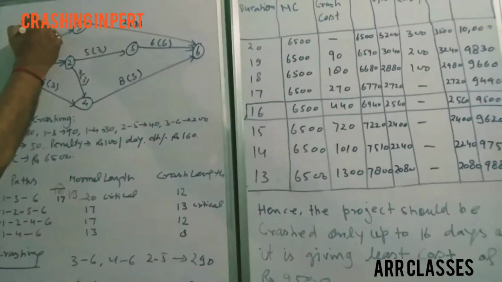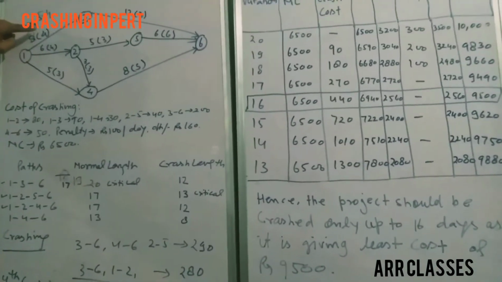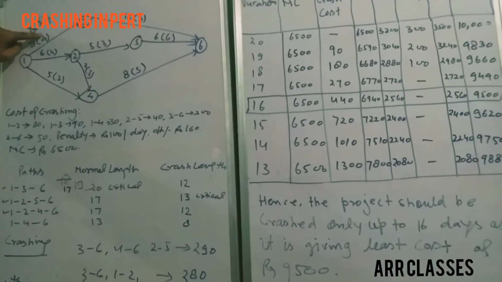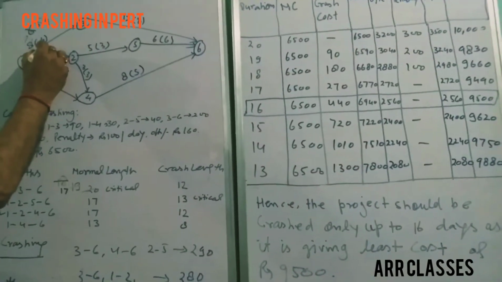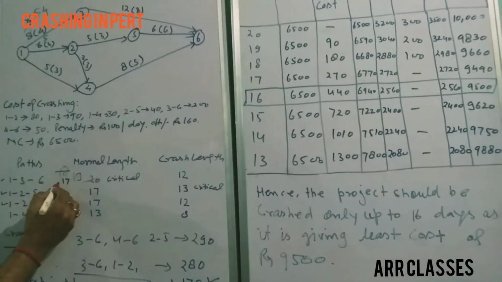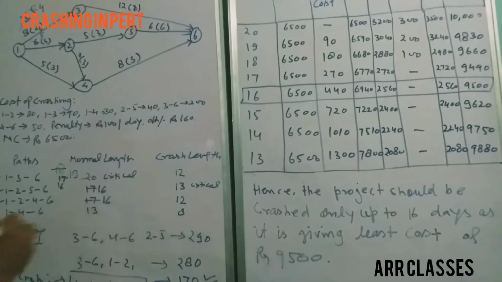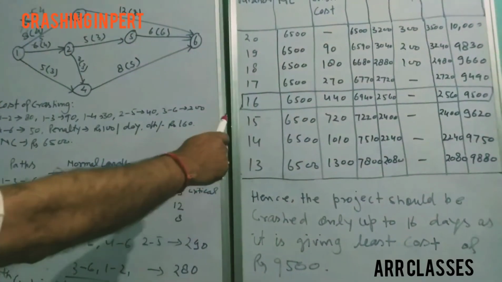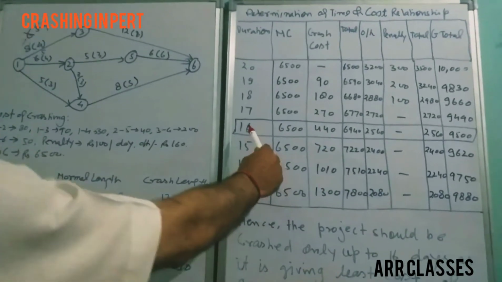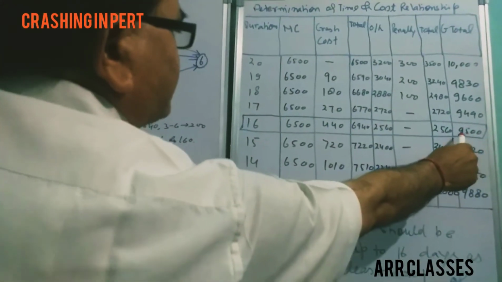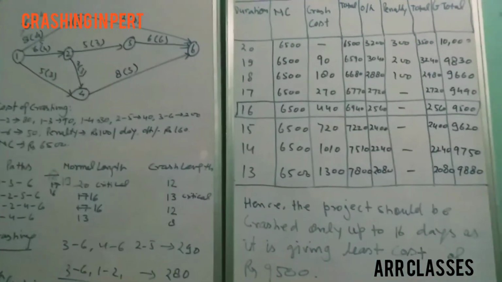Here it will become 4. Now it equals the crash time, so further it cannot be crashed. Here it becomes 5. We will record the same. Here it is 16, 16 and 16, and at 16 the cumulative cost taken is 440. The rest remains the same, and it comes out to be 9500. That's how we made the fourth crashing.